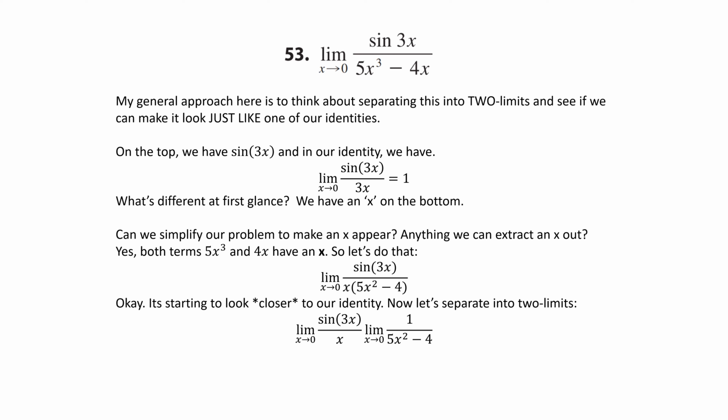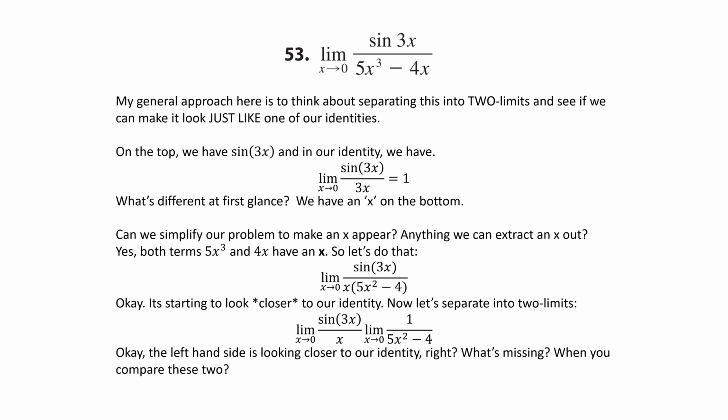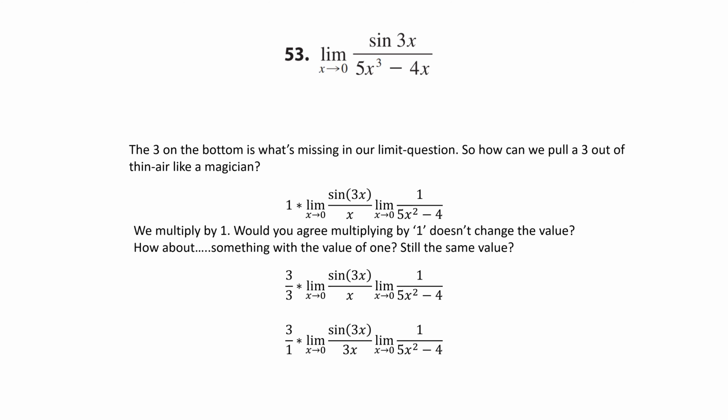Now if you look at this limit, what is different between the limit we have on the first line and the one at the bottom here? Well, you'll notice that what's missing is that there's no 3 on the bottom. One of them has a 3x on the bottom, and one of them has just an x. So the question is, how can we pull a 3 out of thin air?